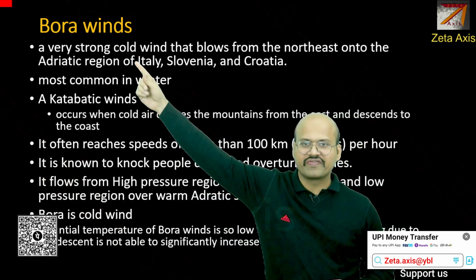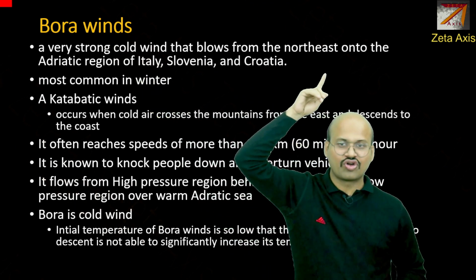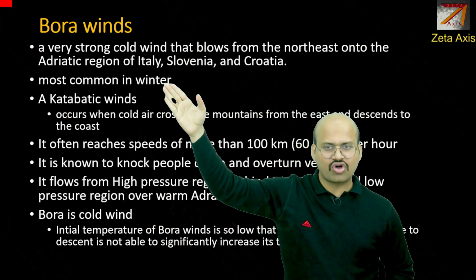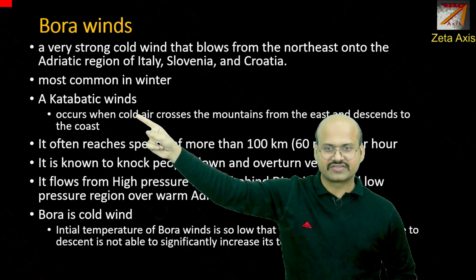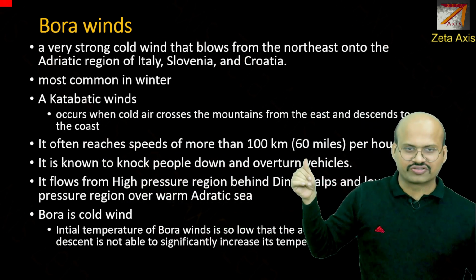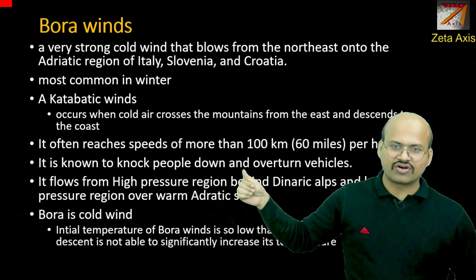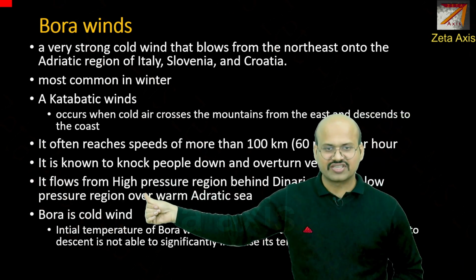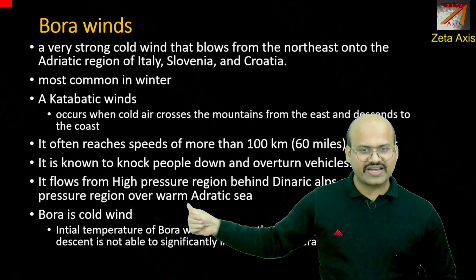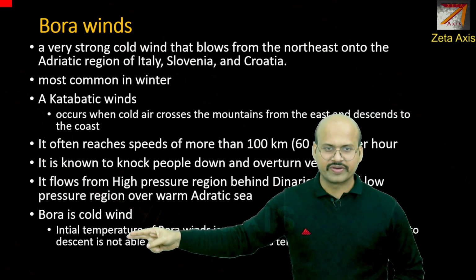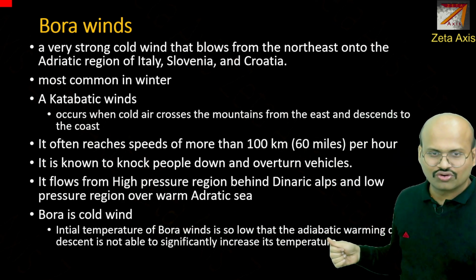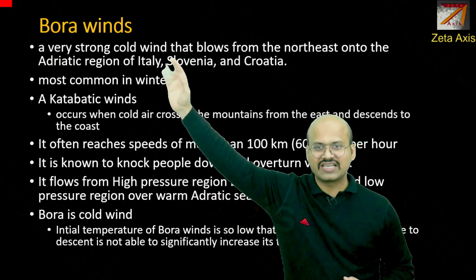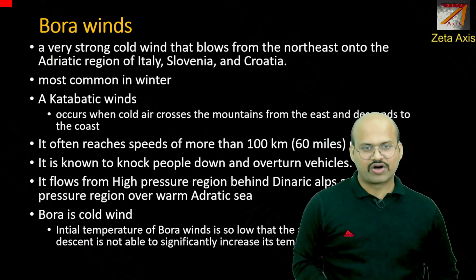So we can see that Bora winds are strong cold winds which blow from the northeast onto the Adriatic region of Italy, Slovenia and Croatia. They are most common in winter. Again, they are katabatic winds. They have a very high velocity and are known to knock down people and overturn vehicles. We have seen that they flow from the high pressure region behind the Dinaric Alps to the low pressure region over the Adriatic Sea. Bora is basically a cold wind because the initial temperature of Bora winds is so low that the adiabatic warming also cannot increase its temperature significantly. Therefore, they are still cold even when they descend the mountains.